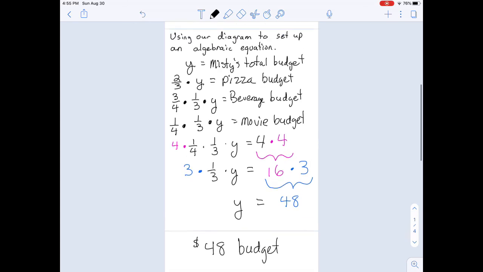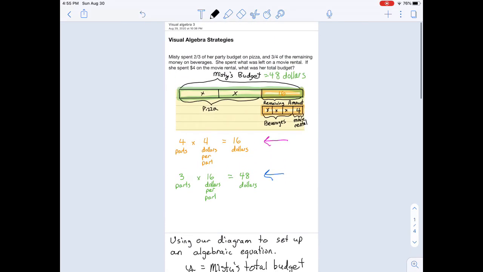So in this case, we actually used the diagram to set up the algebraic equations. This problem was different from some of the previous ones because we were looking at a fraction of a whole, so we only drew one strip rather than drawing a strip to represent each of the different parts of the budget. We took the whole budget and then broke it up because we had fractions of a whole.